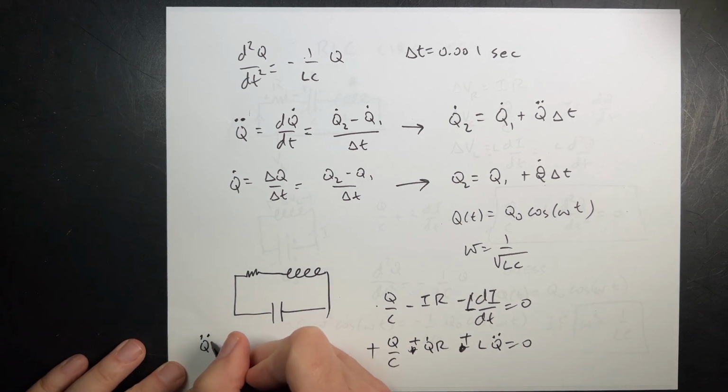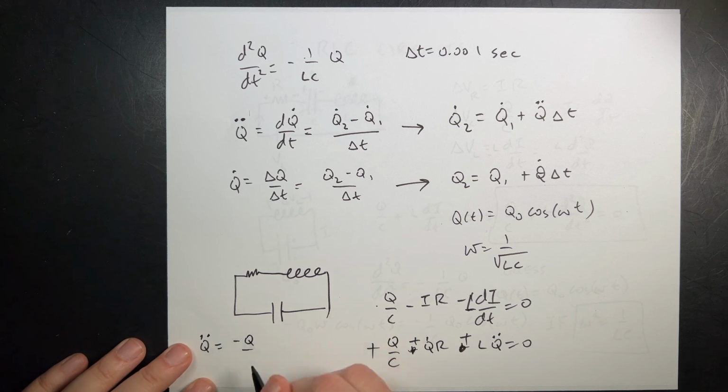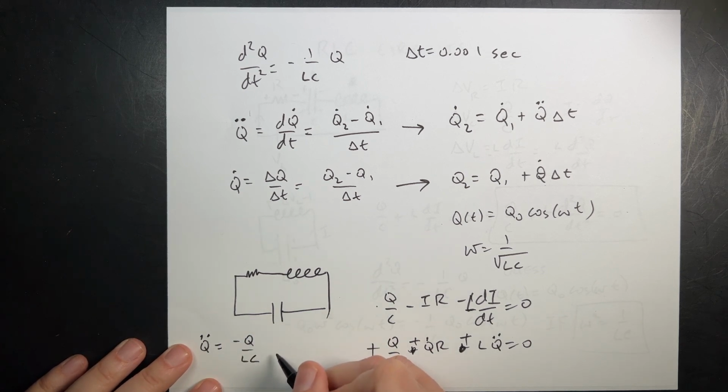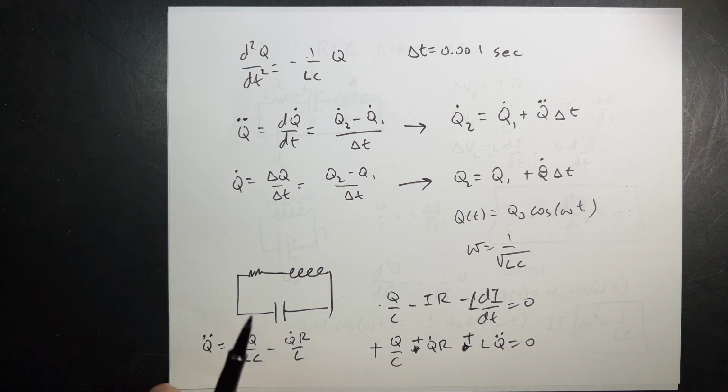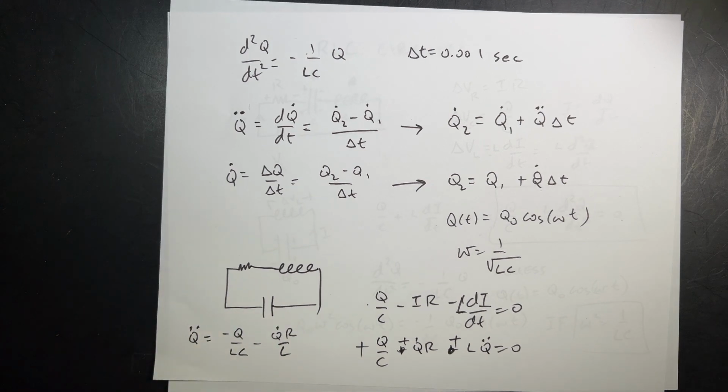So then I solve for Q double dot. Q double dot is going to be equal to negative Q over LC minus Q dot R over L. So I just have to change my differential equation. It's not even too hard. Let's go back to Python and just modify that.